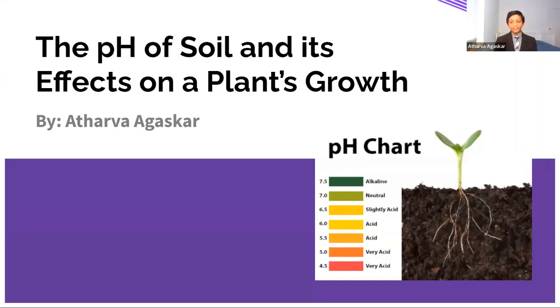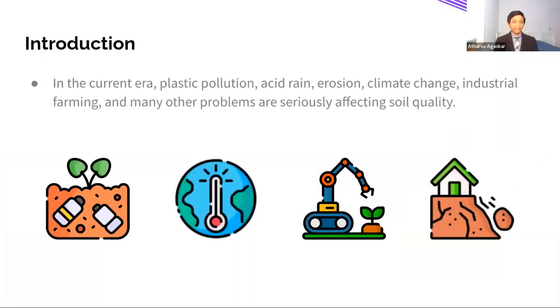You might be wondering, how did I get interested in this topic? I picked up gardening as a hobby last summer, and I started watching videos on it and got really interested to find out how the pH of soil affected how the plant grew. In the current era, plastic pollution, acid rain, erosion, climate change, and many other problems are seriously affecting our soil quality. This is threatening food production and our environment's health.